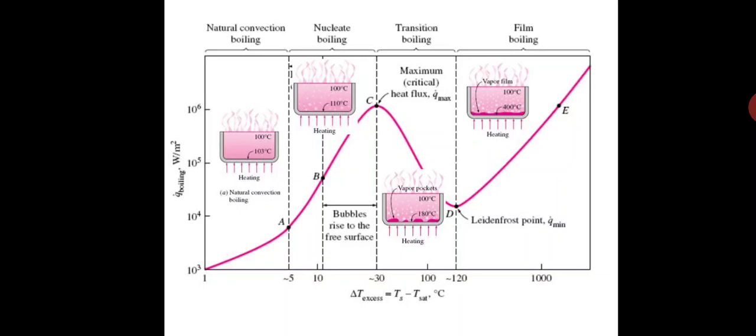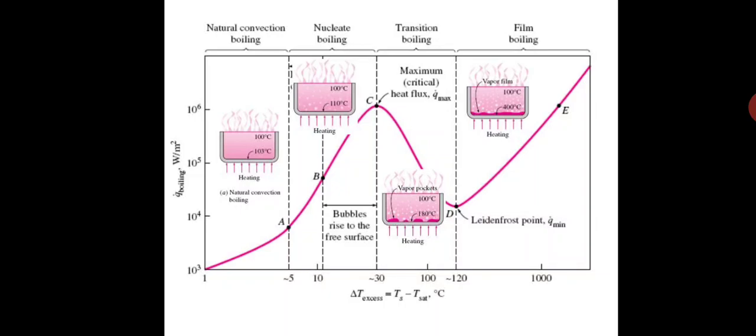The main difference between A to B and B to C is the bubble formation and bubble interaction. At point C, it is critical or maximum heat flux. It is of prime engineering importance.